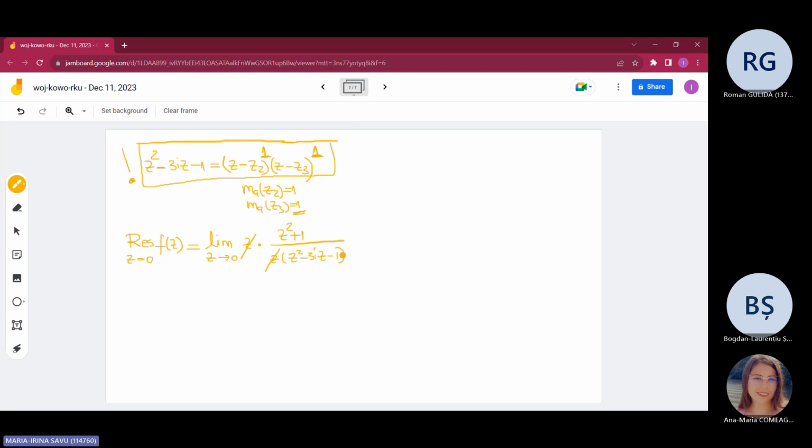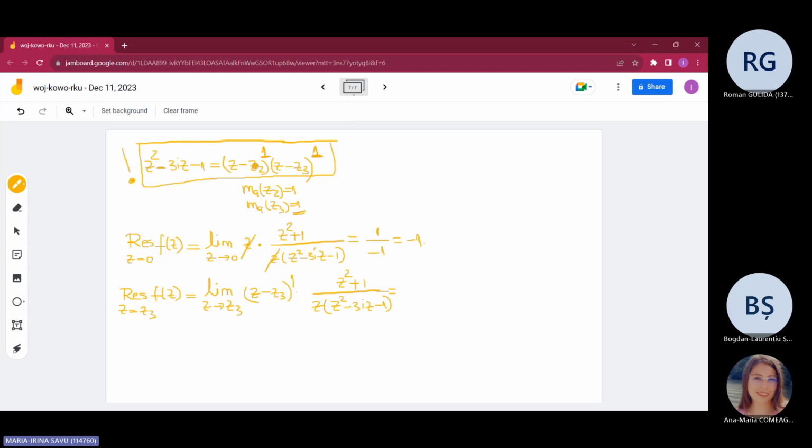You have a simplification here, and then you get 1 over minus 1, which is minus 1, and this is the residue. Let's take a look at the residue of f of z when z goes to z3, from z minus z3 to the power 1 times (z squared plus 1) over z times (z squared minus 3iz minus 1). And this is what I've told you earlier.